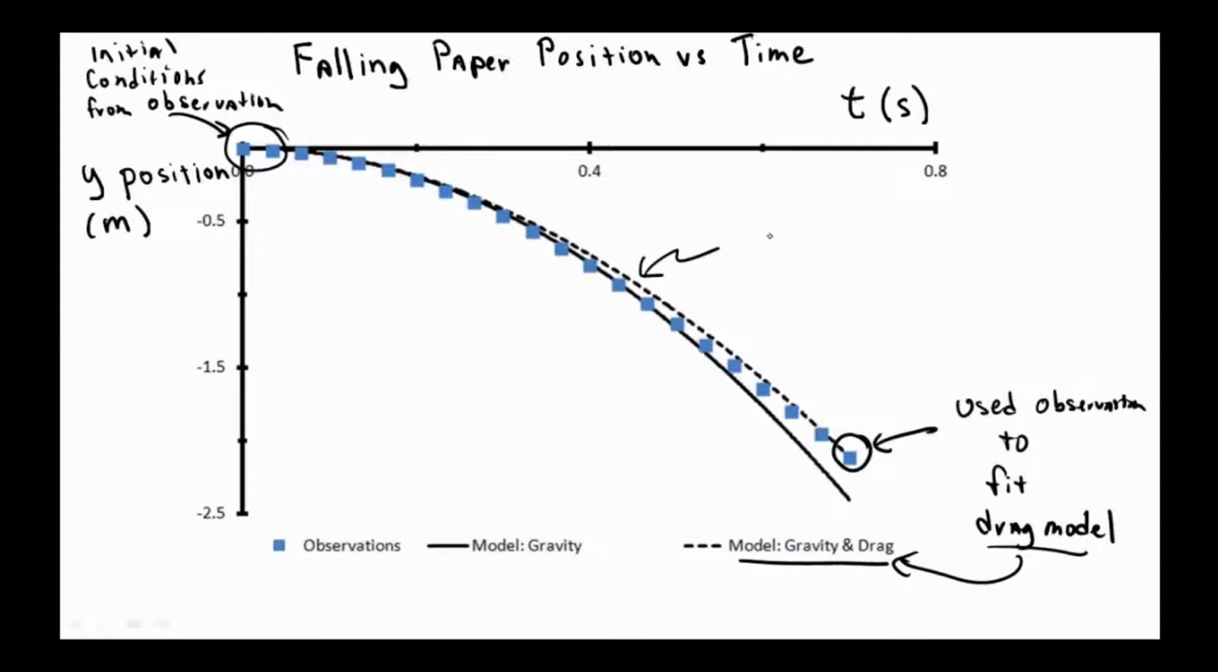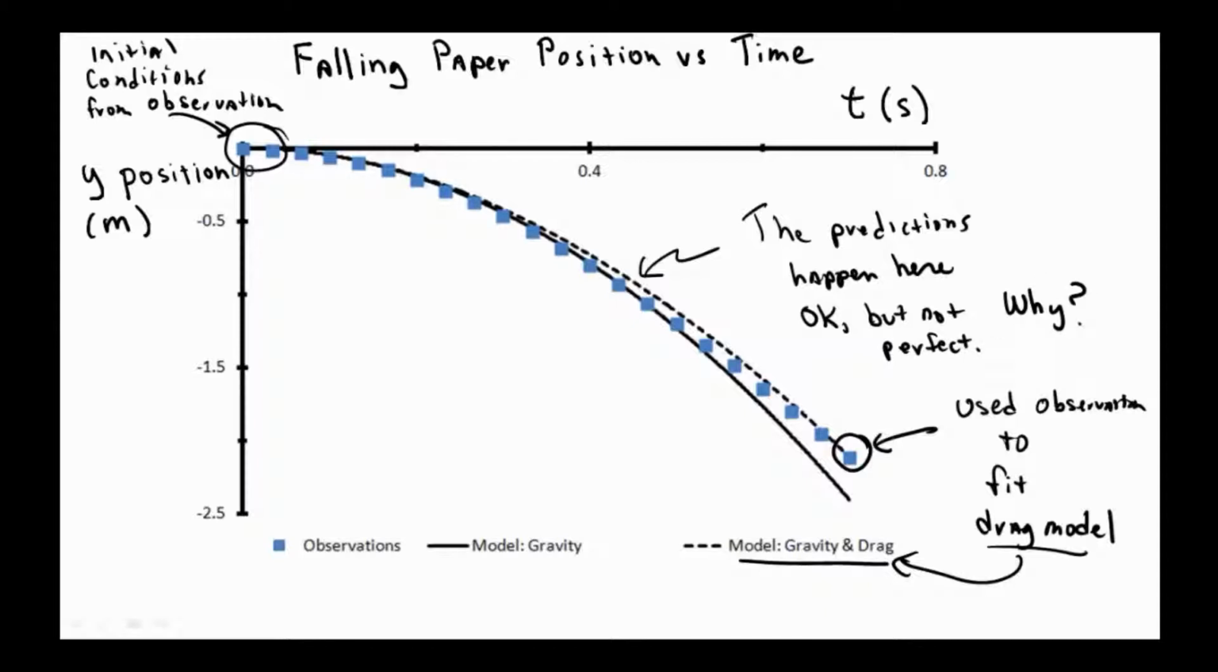Now in between, we do have model predictions of the motion, which on the whole seem okay, but they're still not perfect. In particular, the model seems to underpredict the motion during the in-between times. Why is that? Let's do another round of evaluation.